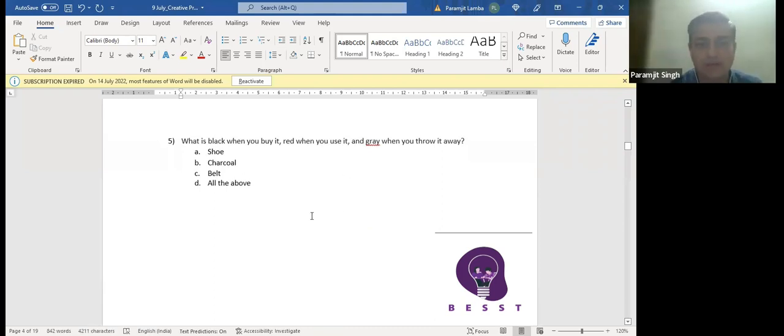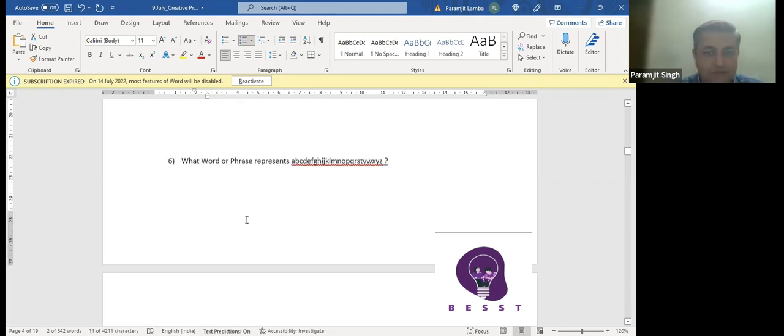Next question. What is black when you buy it, red when you use it? Yes, Falguni, it is charcoal. When you buy it, it is black. Charcoal, koila. It is black when you buy it, red when you use it, because when you're using it, you are putting it in the fire. In the fire, it becomes red. And when the fire has died down, it becomes gray and you throw it away. Charcoal is the right answer. Good.